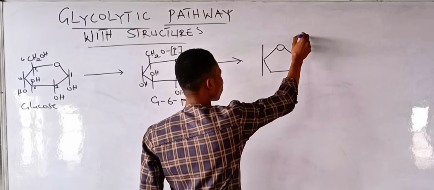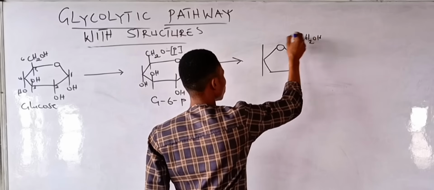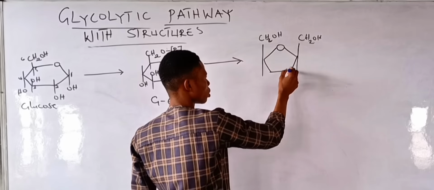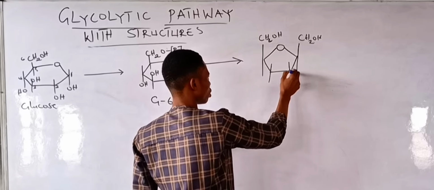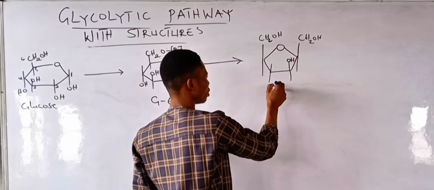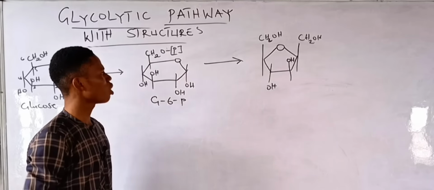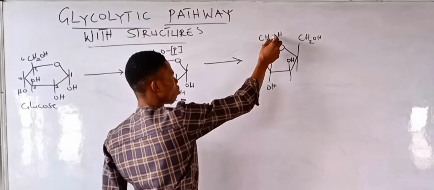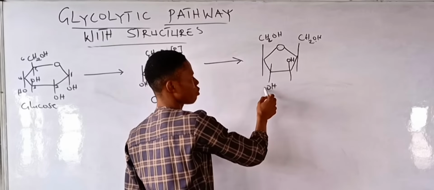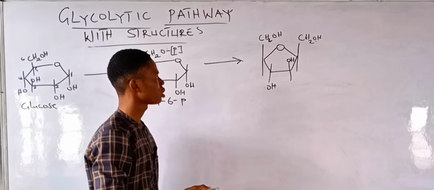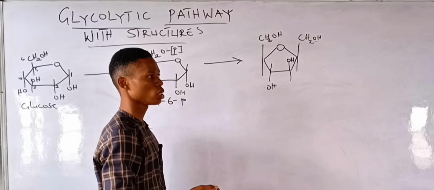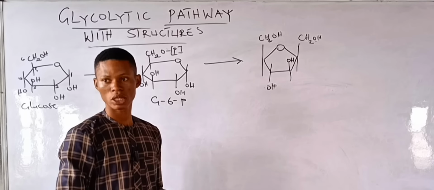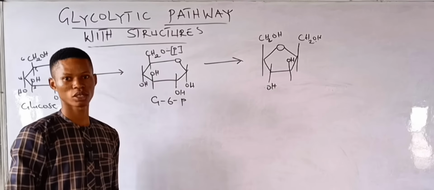Then here you have CH2OH, CH2OH. Is it not? The OH here is up, here is down. Count, how many oxygen do we have? 1, 2, 3, 4, 5. It's supposed to be how many? The oxygen is supposed to be 6, right? So where do I put my last oxygen?